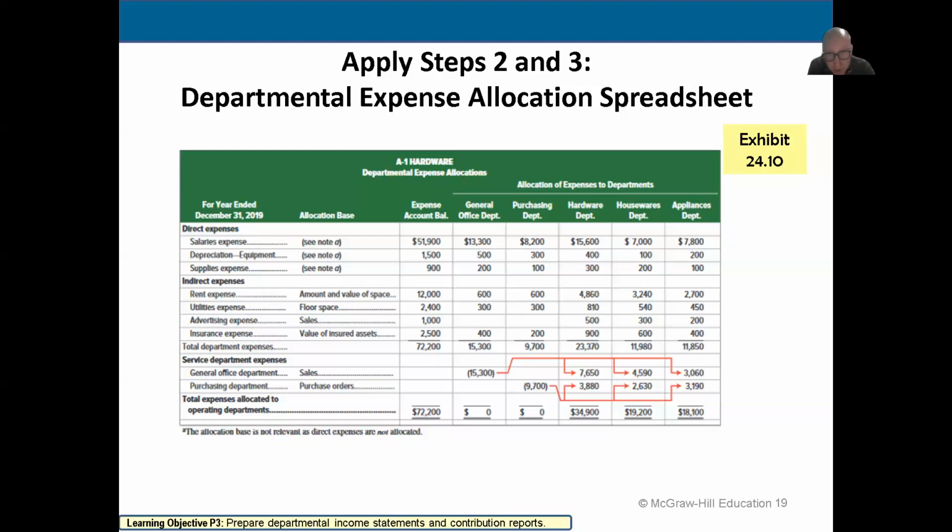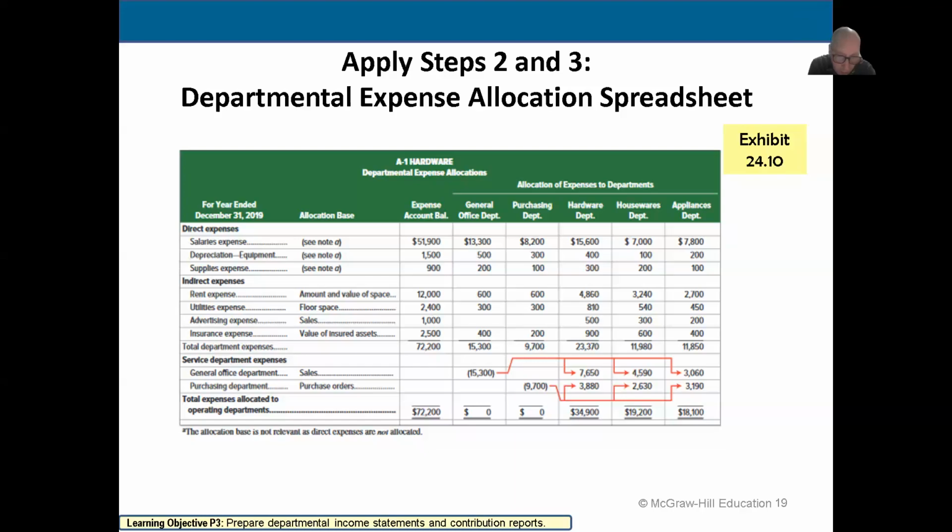Then, also in the same step, or technically step three, we allocate the service department expenses to the individual operating department expenses. As you see down here with this nice little red line and the arrows, we took $15,300 and allocated that respectively to each of the sales departments: hardware, housewares, and appliances in this example.